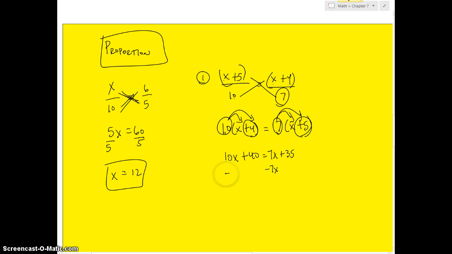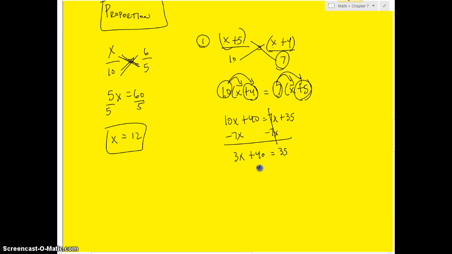We want to collect our variable terms, so I'm going to subtract 7x. It gives me 0, left with 3x plus 40 equals 35. We'll collect our constant terms. So we're left with 3x equals negative 5. This is 3 times x. We divide by 3 on both sides, and our answer is negative 5/3.